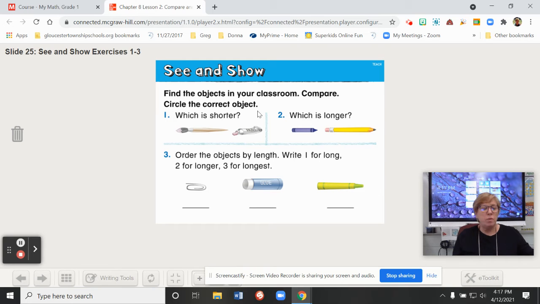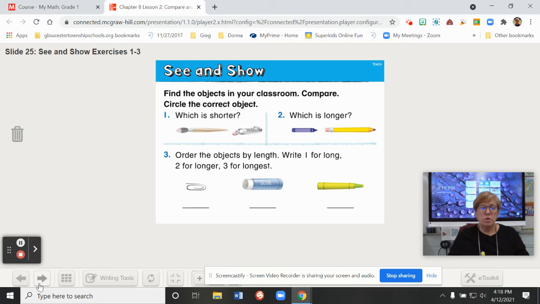Okay. Now for this one, they want us to put a paper clip. This is where I'm going to need lots of extra hands. All right, paper clip. And whoops, a glue stick and a marker. All right, so now they want us to figure out long, longer, longest. Which object here would be long? Put number one under it. Which is longer? That would be two. What's the longest? That would be three.